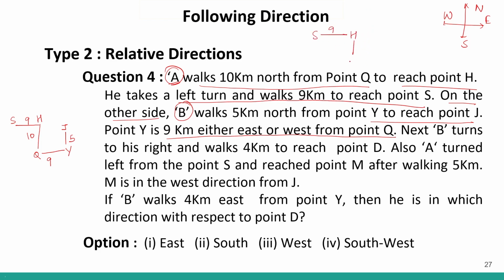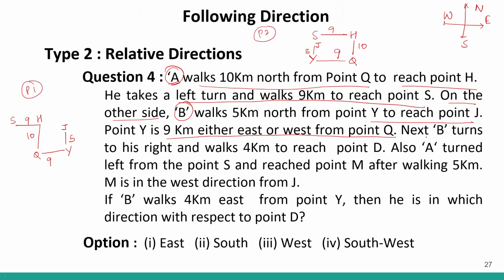So in this diagram, the possibility is that it is towards the west. Point Y is towards the west of point Q. I'm taking this possibility. So first possibility, second possibility. And then from Y he walks 5 kilometer upwards to reach J towards the north. Okay. So this is possibility 1 and this is possibility 2.